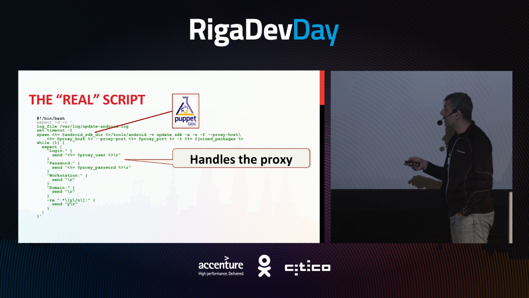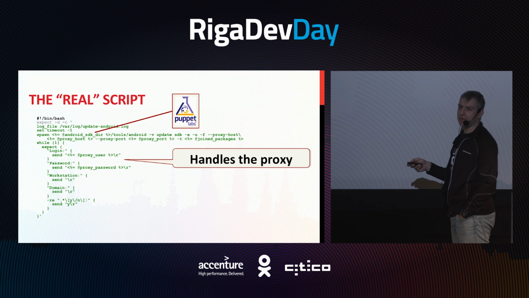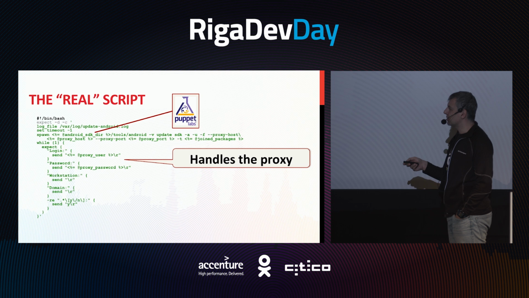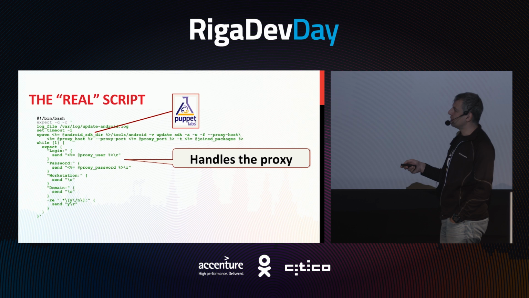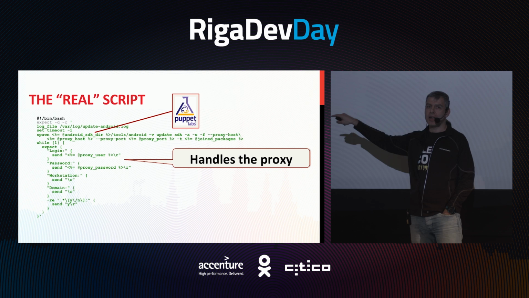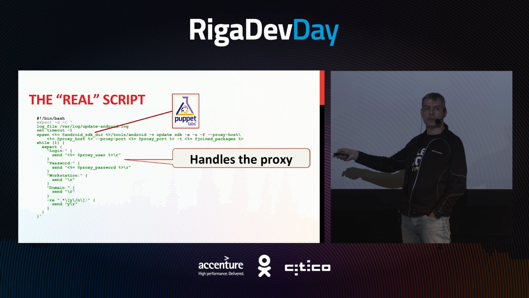In the end, also here, you see dash re, which means regular expression. So it can match anything, any character. But if it ends with Y slash N between square brackets, then it will send yes. And that was very convenient. I was happy because every license agreement ends with this kind of stuff. So I was lucky.